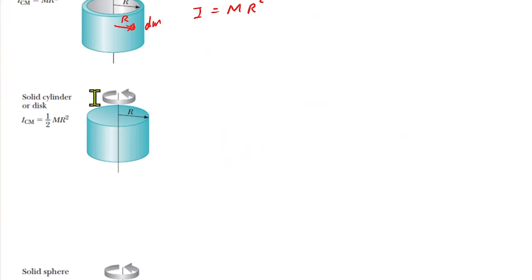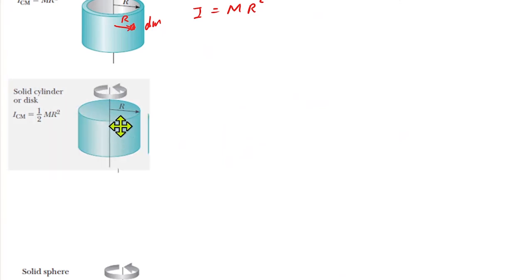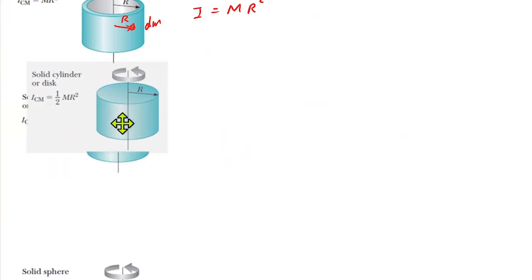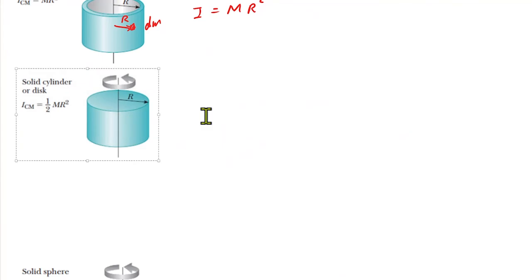Now, the next important one is this, and actually this is the most significant one in physics because there are so many pulleys and wheels. So the cylinder: pulleys and wheels are all cylinders. So we'll do this one, okay?